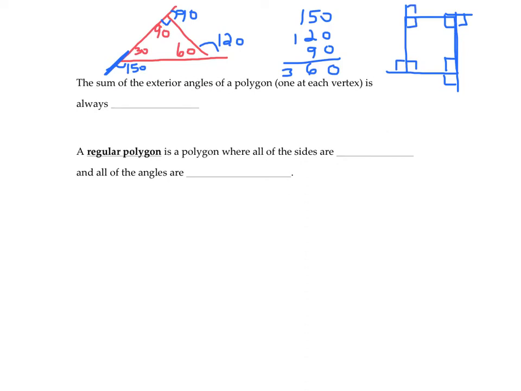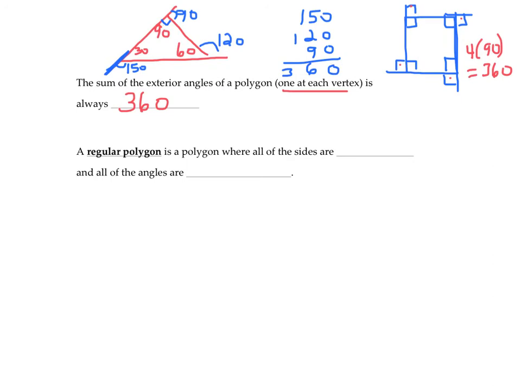Okay, so check it out. If we add up the 4 90-degree angles that are on the exterior, 4 times 90 equals 360. So unlike the measures of the interior angles, the sum of the measures of the exterior angles of a polygon, as long as you only have one angle at each vertex, it's always going to be 360 degrees.